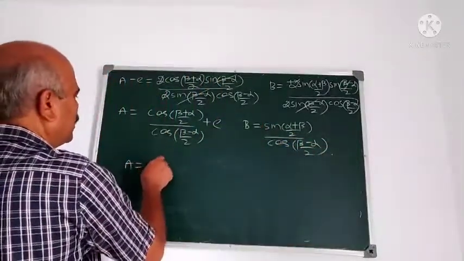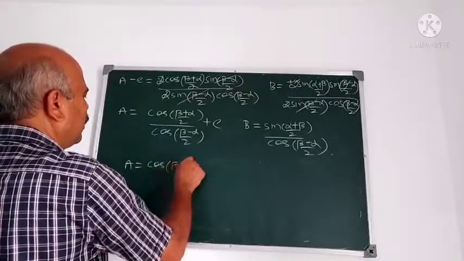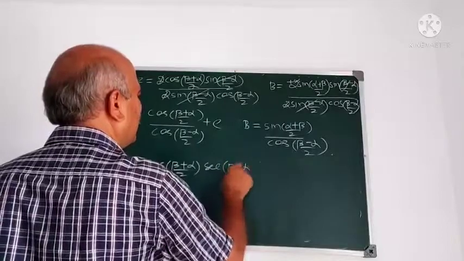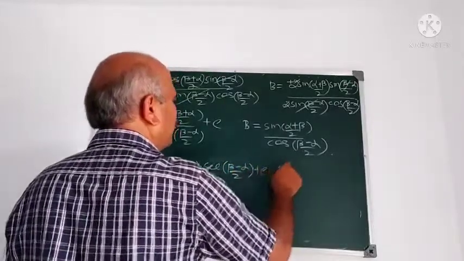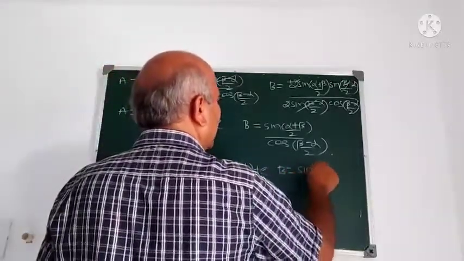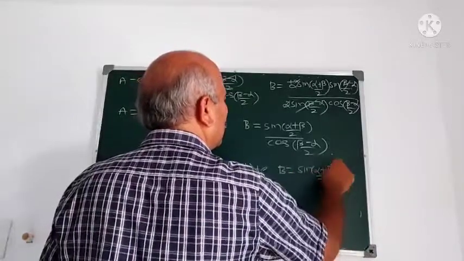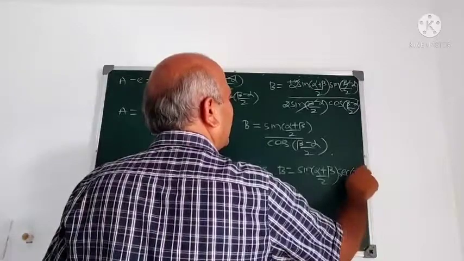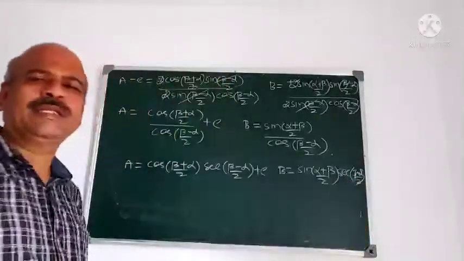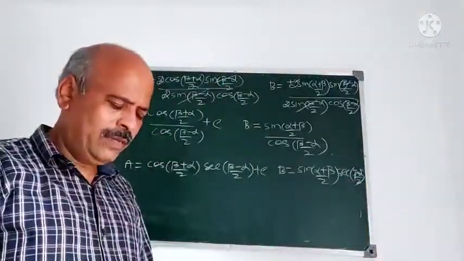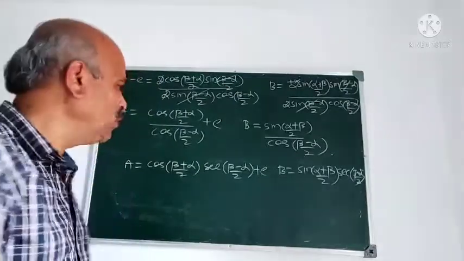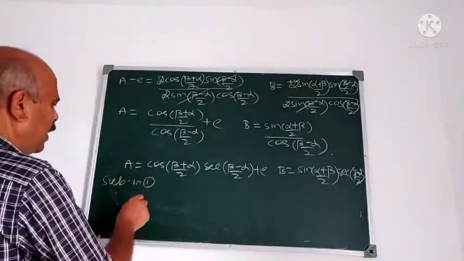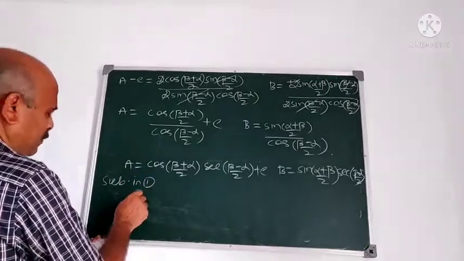So A is cos of (beta plus alpha)/2 into sec of (beta minus alpha)/2 plus E, and B is sin of (alpha plus beta)/2 into sec of (beta minus alpha)/2. These are A and B. Now we substitute this in 1. Substituting in 1, we get A cos theta.